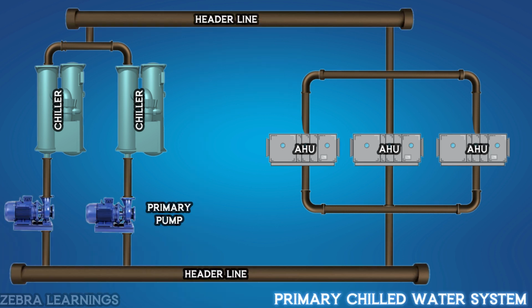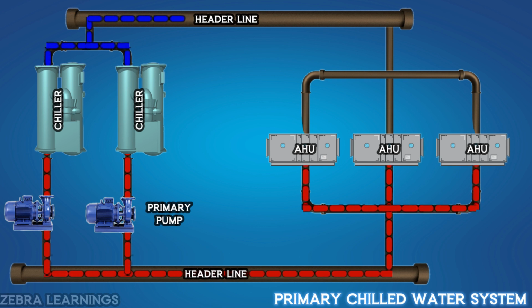Let's discuss the primary chilled water system. The return water from the AHU goes to the return water header line. The primary pump then sucks the water from the header line and sends it to the chiller. The chilled water from the chiller then goes to the supply water header line. From there, it goes to the AHU in the building.